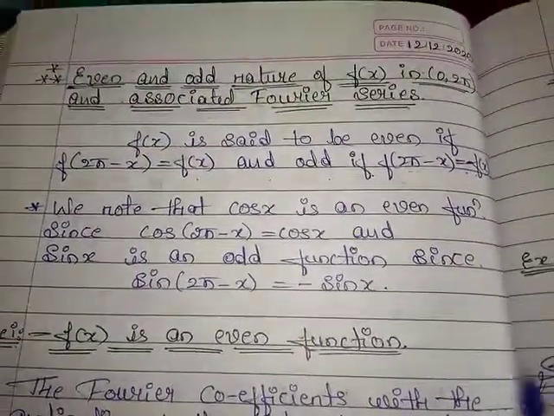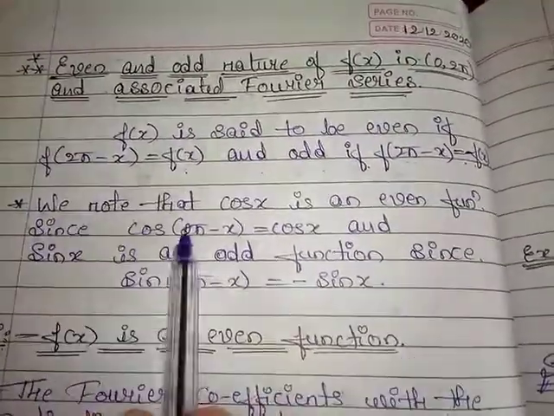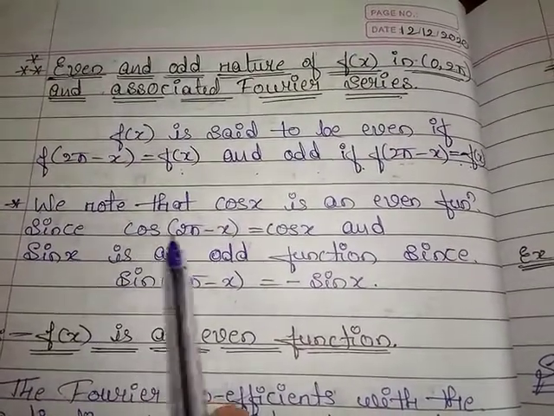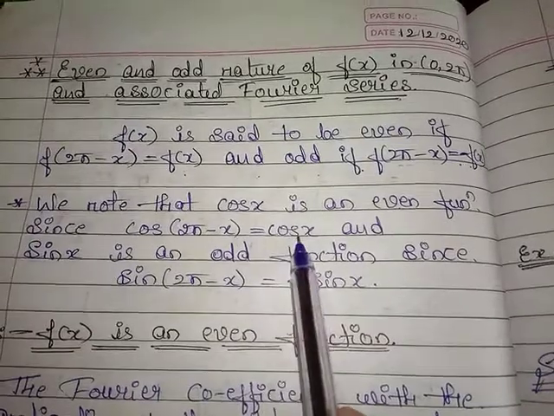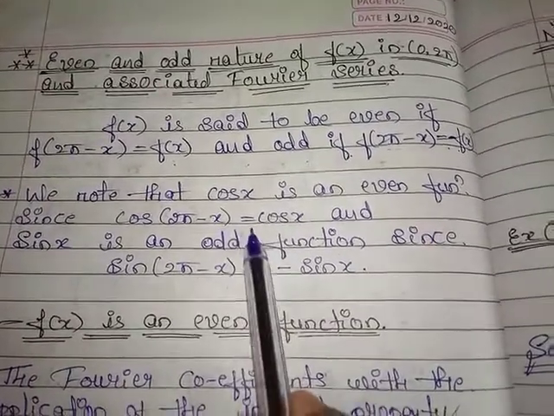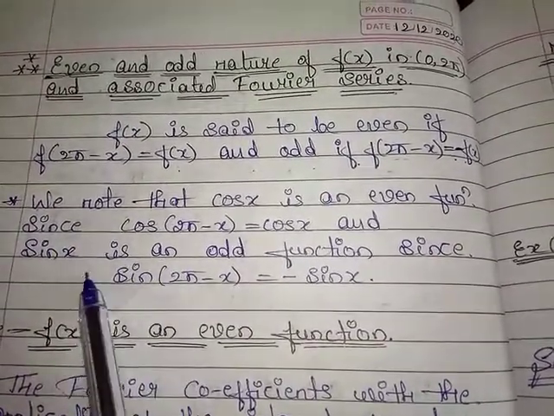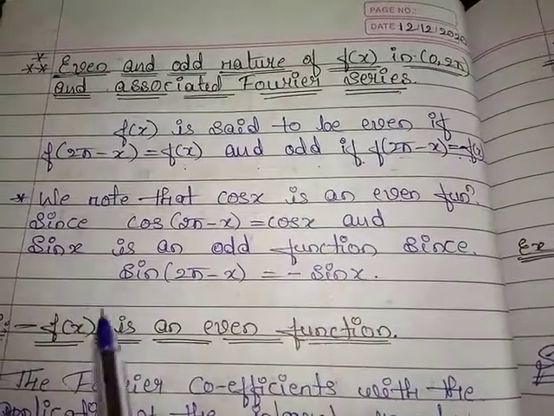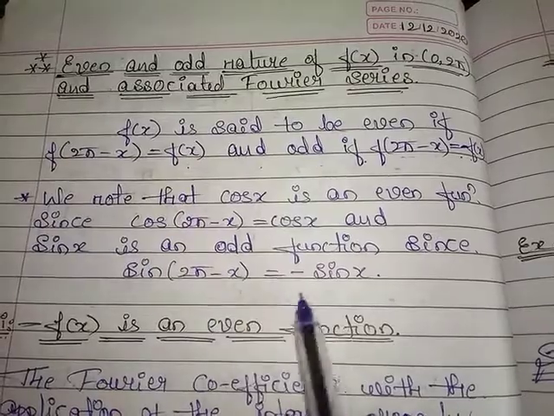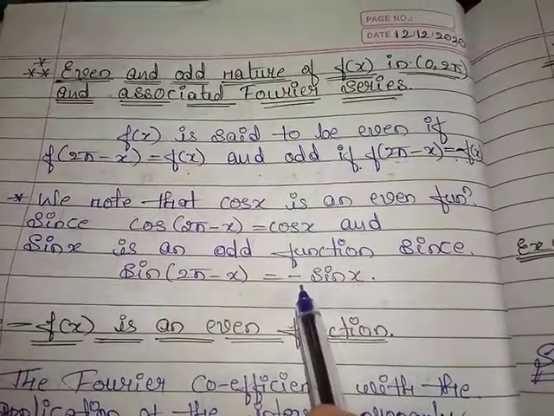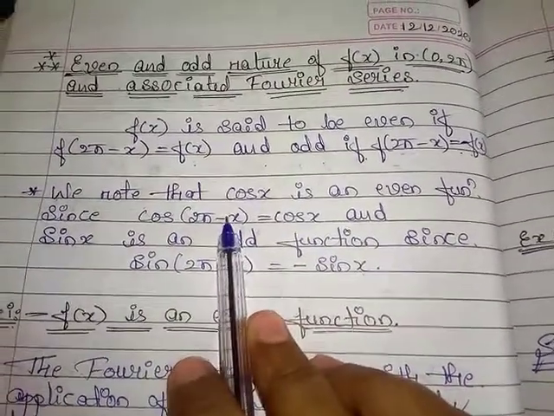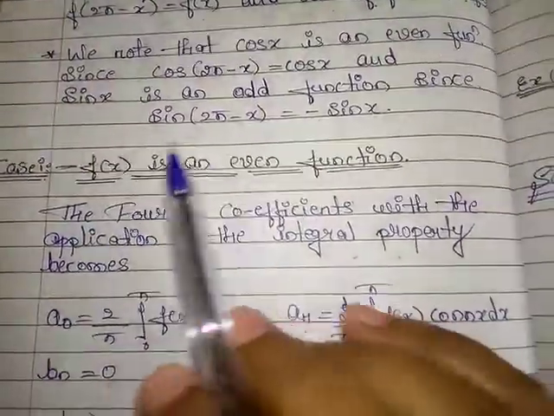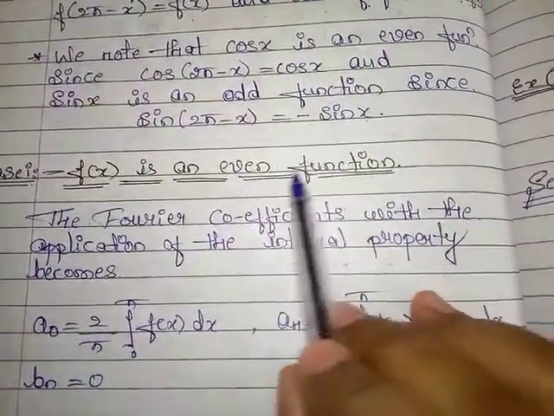We note that cos x is an even function since cos of 2 pi minus x is cos x. Therefore, it is even. Since sin x is an odd function because sin of 2 pi minus x is minus sin x. Therefore, it is an odd function and this is an even function. Here we have two cases. f of x is an even function.